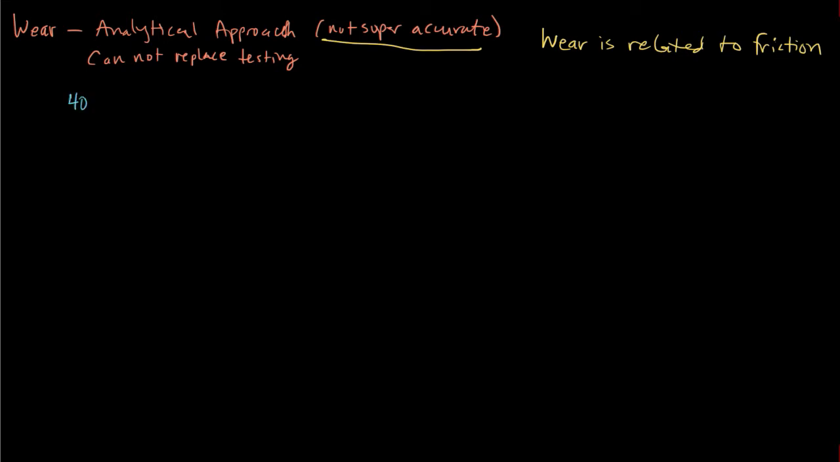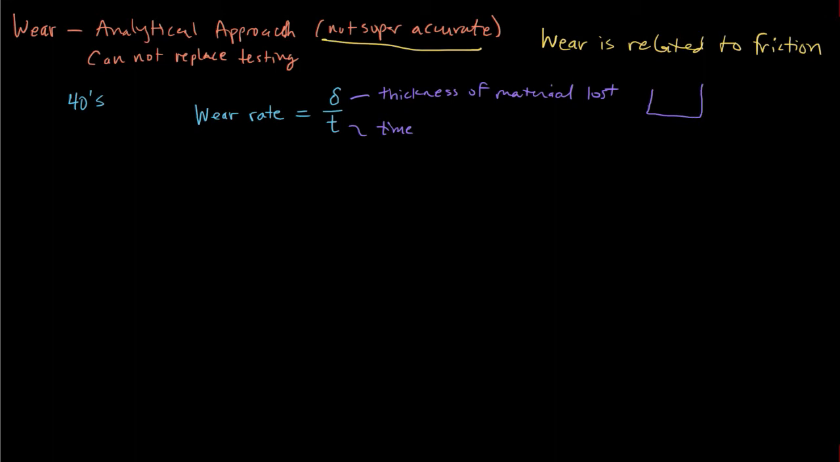So around the 40s, a wear rate equation was used, and they said that the wear rate is delta over T, and delta is basically the thickness of material lost, and T is time. So basically, if you had some material and that material was wearing, and say that amount of material wore off, this would be your delta, and if it wore off in that much time, then your wear rate would just be that amount of material over that time. Pretty straightforward, right? All right.